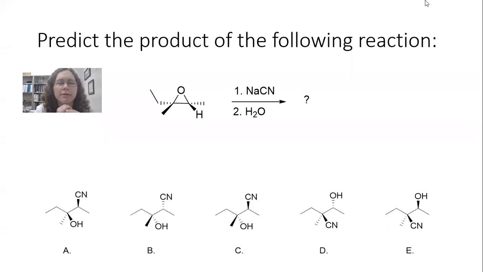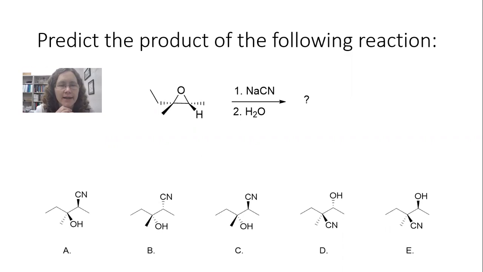This question asks, predict the product of the following reaction. So let's take a look. We are starting with an epoxide, and then we have 1. sodium cyanide, 2. water. So we know we have to be careful with epoxides, depending on whether we have basic conditions or acid catalyzed conditions.